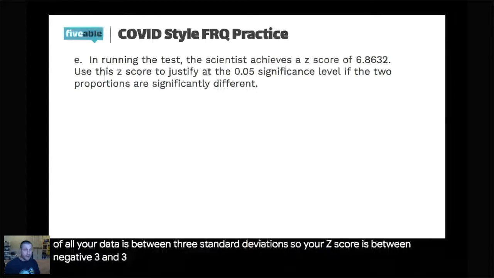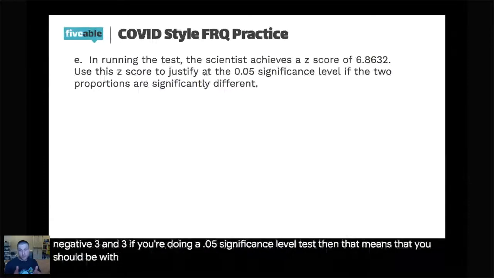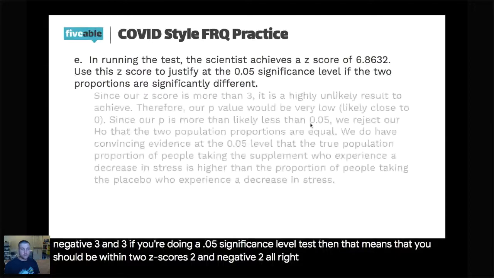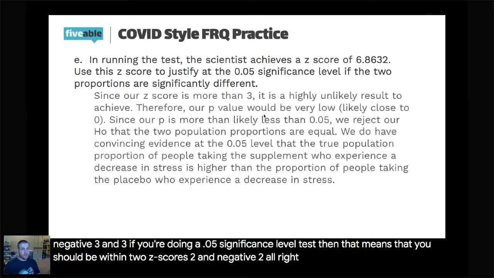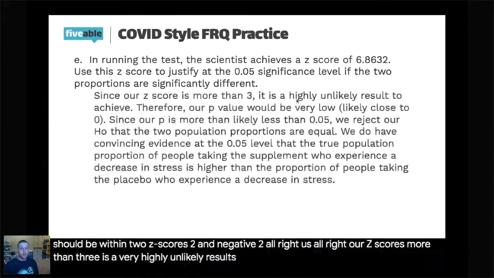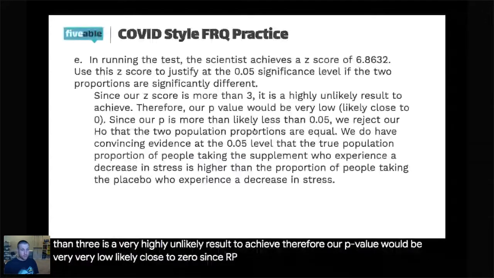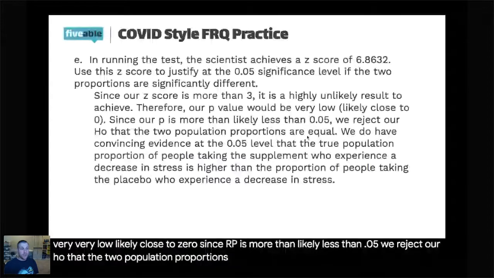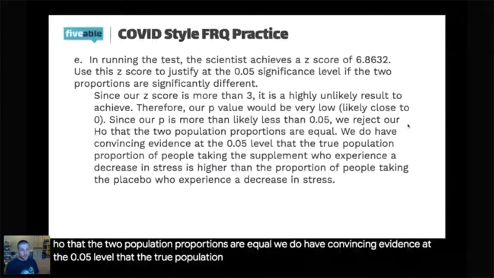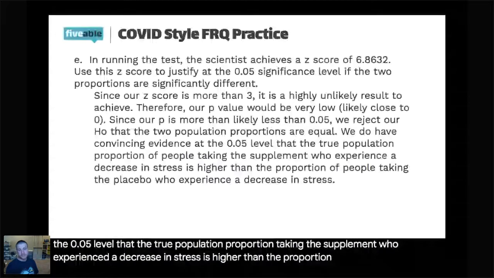If you're doing a 0.05 significance level test, then you should be within 2 and -2. All right. But a z-score this outrageous, more than 3, is a very highly unlikely result to achieve. Therefore, our p-value would be very, very low, likely close to 0. Since our p is more than likely less than 0.05, we reject our H-naught that the two population proportions are equal. We do have convincing evidence at the 0.05 level that the true population proportion taking the supplement who experience a decrease in stress is higher than the proportion of people taking the placebo who experience a decrease in stress.